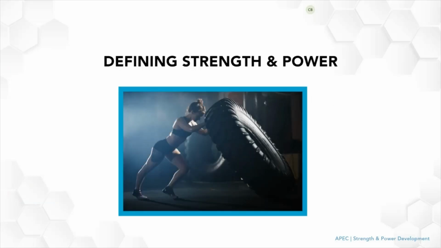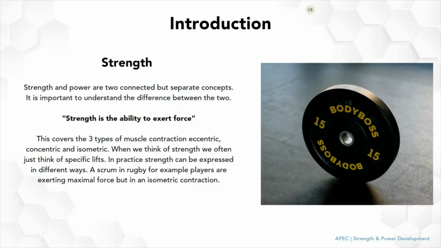But first off, when we get into it, we're going to define our two variables here. Strength and power are two connected but separate concepts. It is important to understand the difference between the two. Strength is the ability to exert force. This covers three types of muscle contractions: our eccentric contraction, our concentric, and our isometric. When we think of strength, we often think of specific lifts. In practice, however, strength can be expressed in a multitude of different ways. A scrum in rugby, for example, players are exerting maximal force, which requires a lot of strength, but it's an isometric contraction and there won't be much movement between the players.